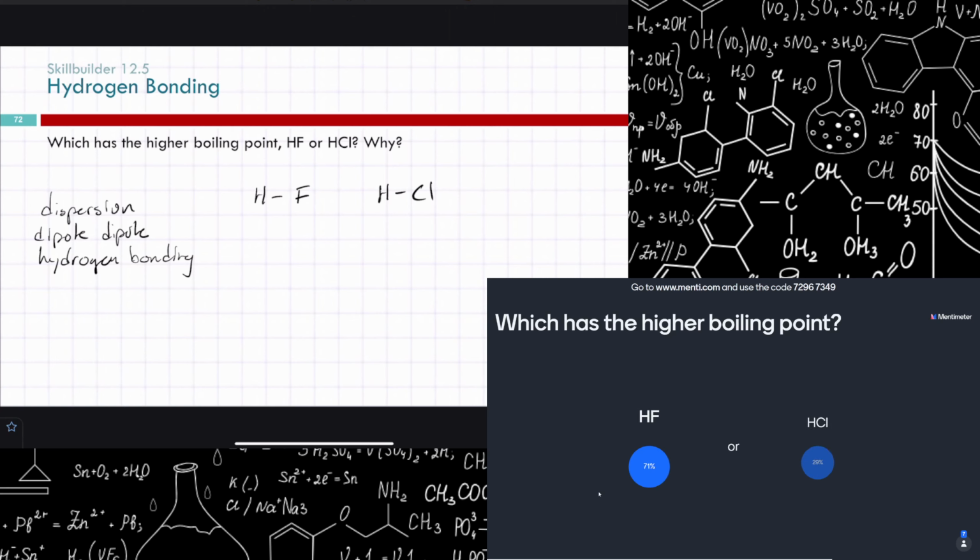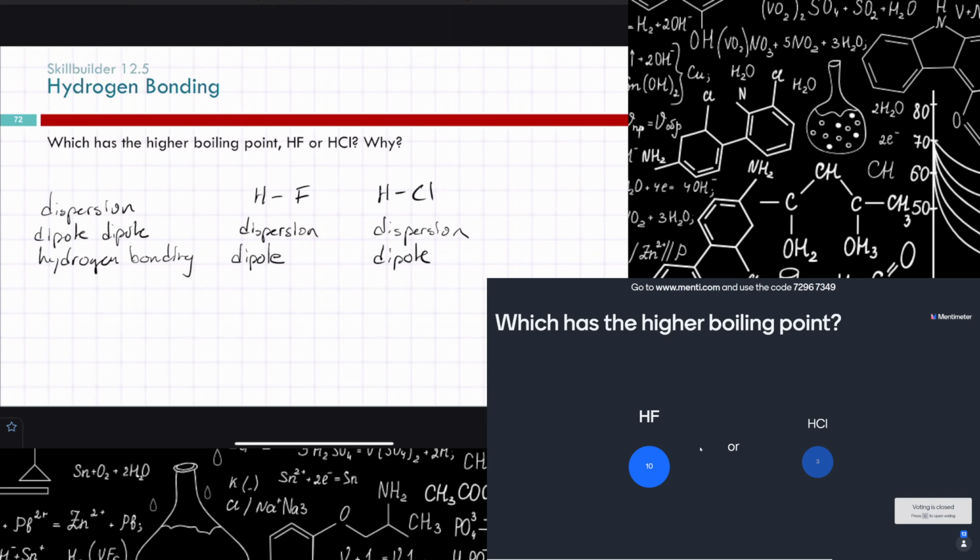So as voting closes here, let's line these up. Everything has dispersion forces, so both of these have dispersion. Both of these are hydrogen, which is not very electronegative, with fluorine, and hydrogen with chlorine. Chlorine and fluorine are both very electronegative, so they're both polar, so they both have dipole forces.